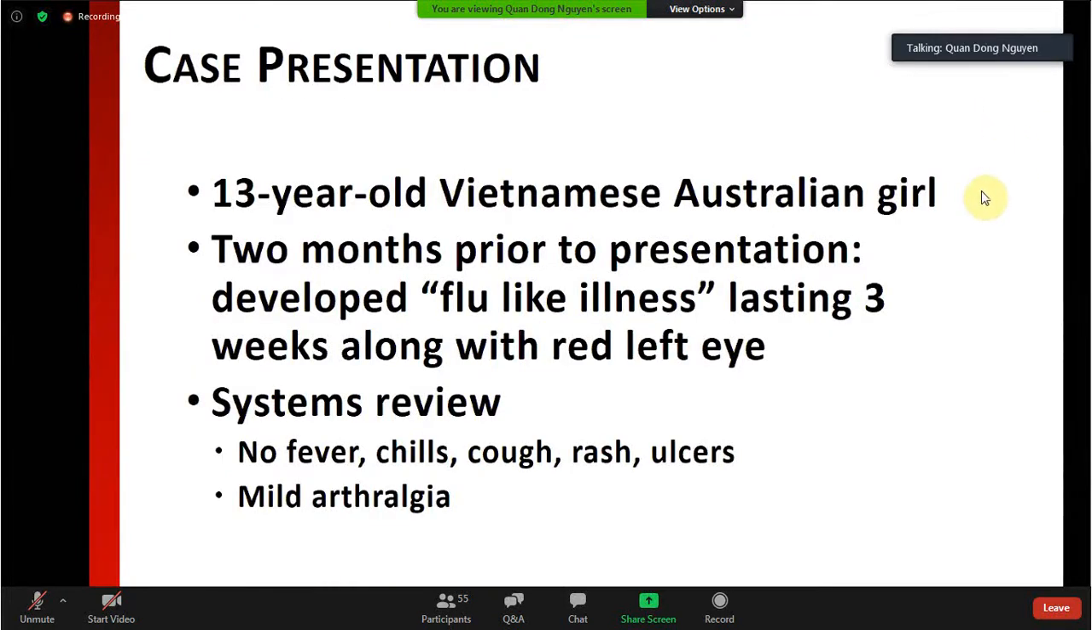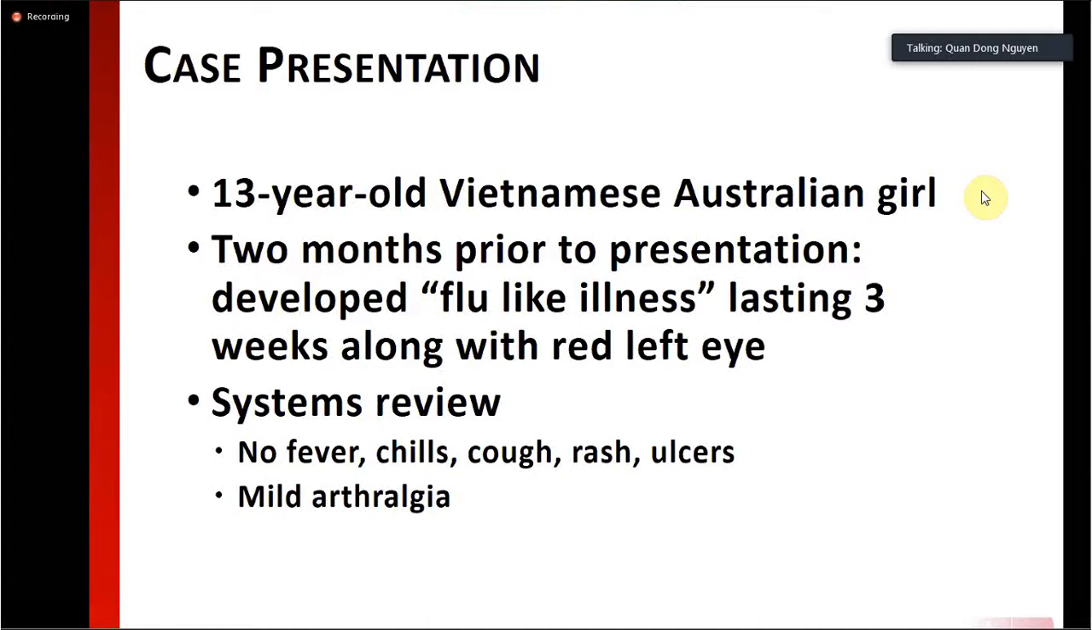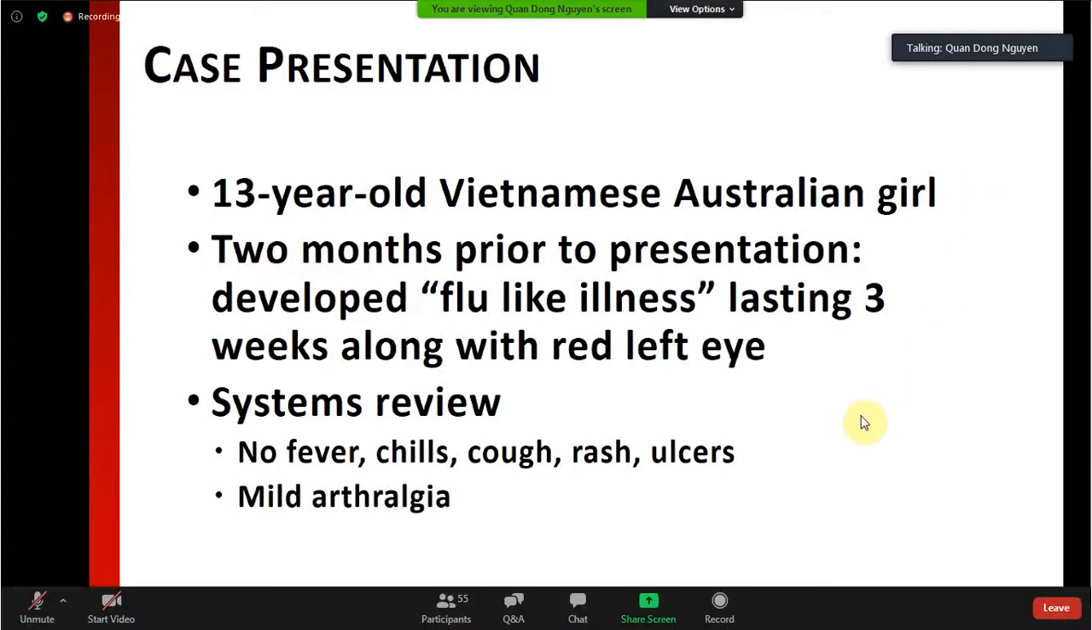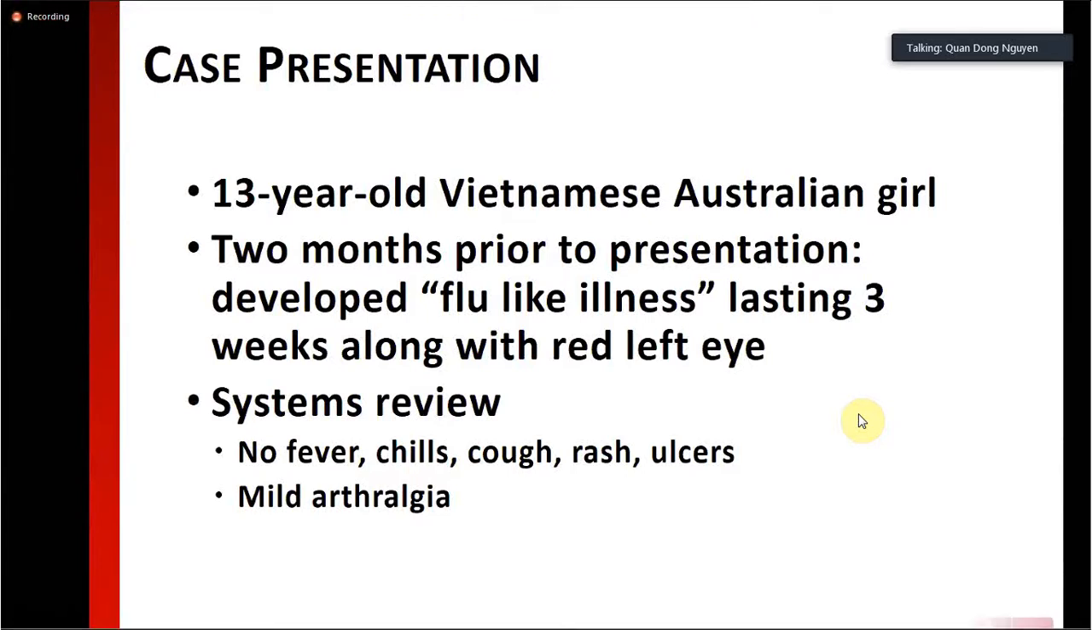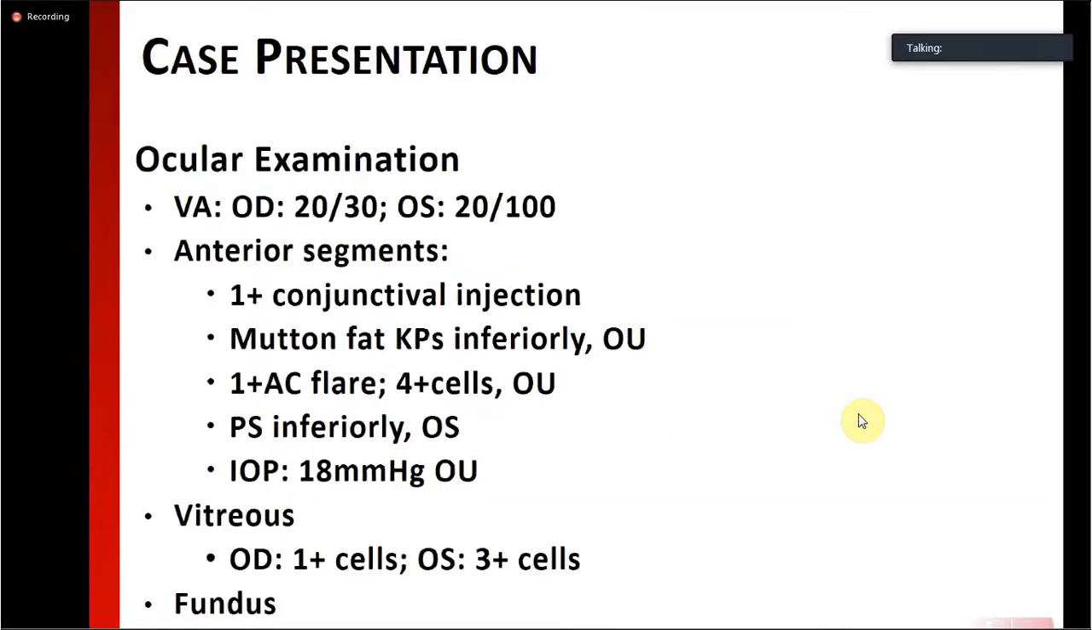This case is a 13-year-old Vietnamese Australian girl who, 2 months prior to presentation, developed a flu-like illness lasting about 3 weeks with a red left eye. She came to us with no fever, chills, cough, rash, or ulcer, but she does have some joint pain. And this is a case that I share with Dr. Peter McCluskey from Sydney, Australia.